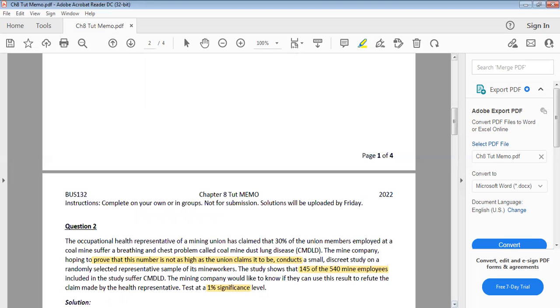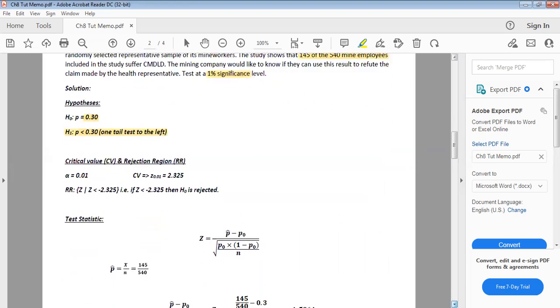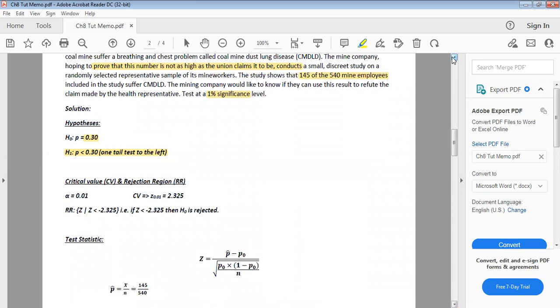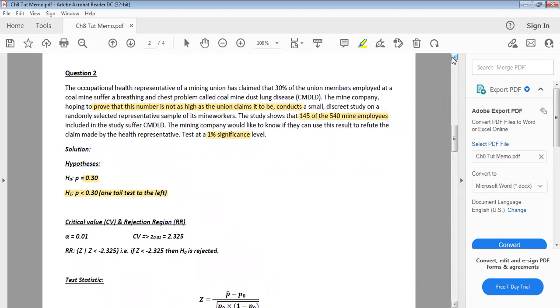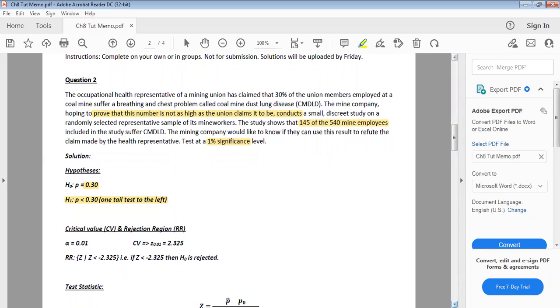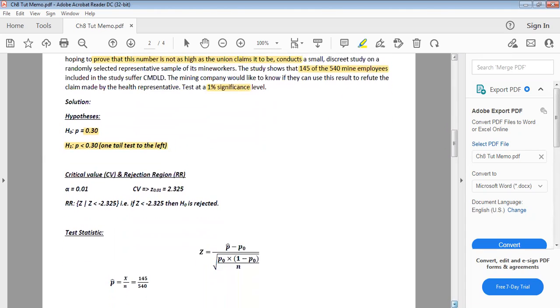Okay, so how do you find your critical values? What you need to know is what can you use? It's a proportion. You find out whether you use a Z value or a T value, and you have to know what your N is to decide that. So you know that your N is 540. Remember, it's 145 of the 540. So 540 is greater than 30. That means I can't use T values. I have to use Z normal values. So that's why we are using Z there.